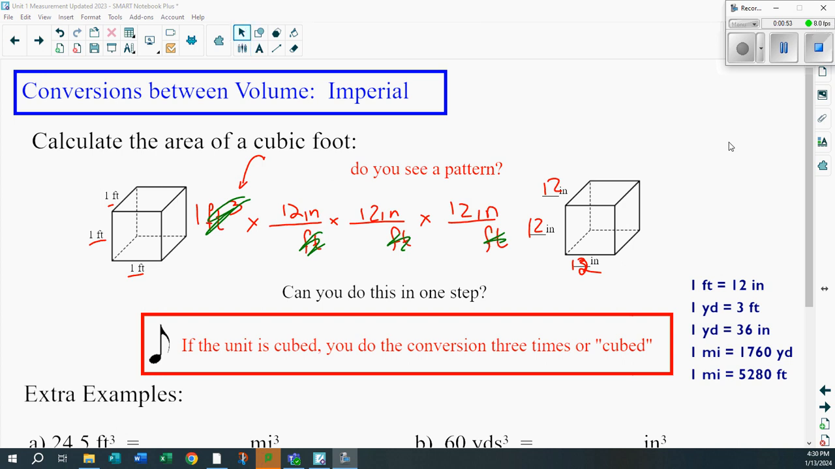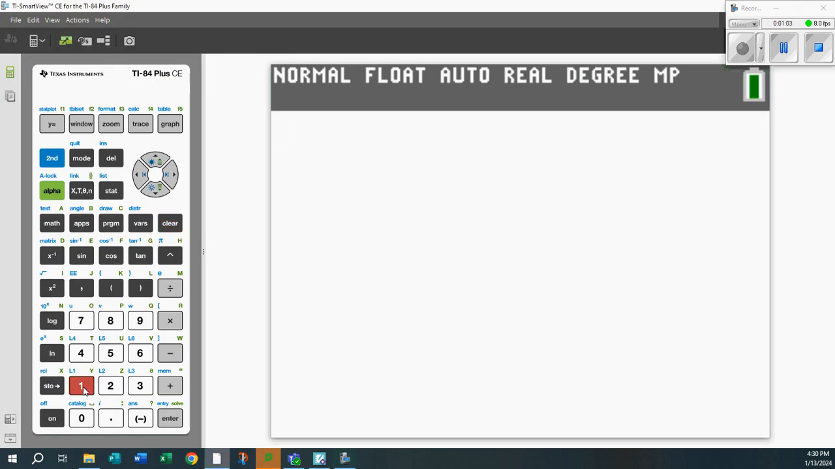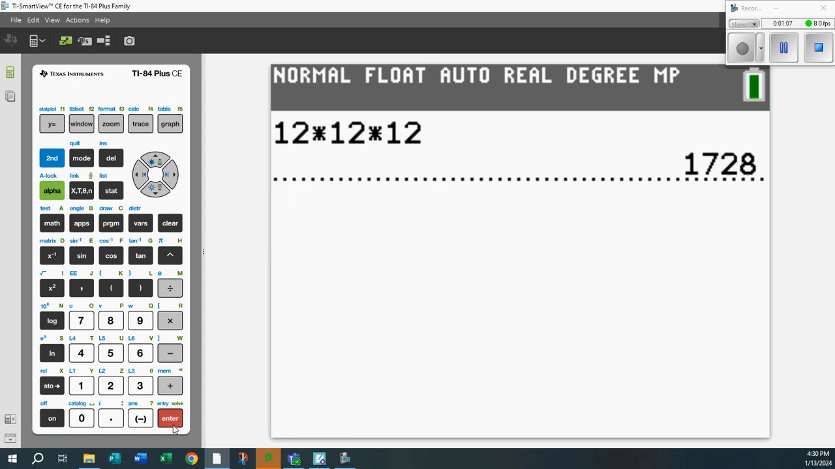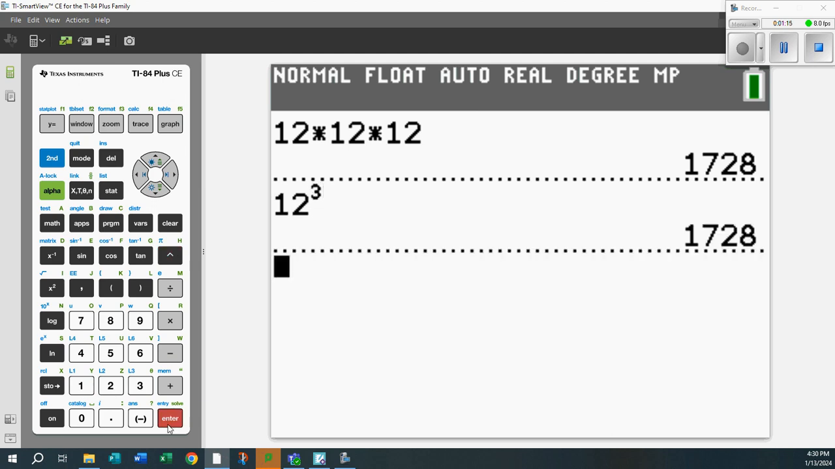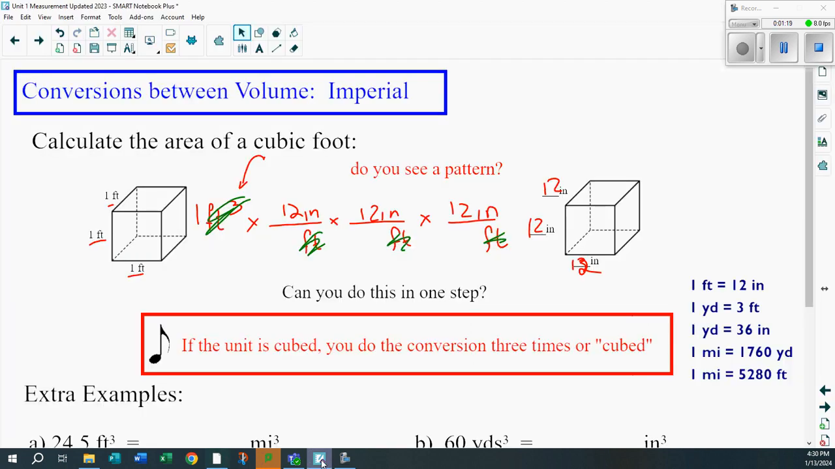That's why I love SI so much. I love metric so much because you could just do it in your head. Not once did we have to pull up the calculator. So here we go. 12 times 12 times 12. Look at that. 1728. I know some people saying, well, sir, why don't you just go 12 cubed? Well, same thing. If you're comfortable doing the cubic thing, absolutely. 1728 is our answer either way.